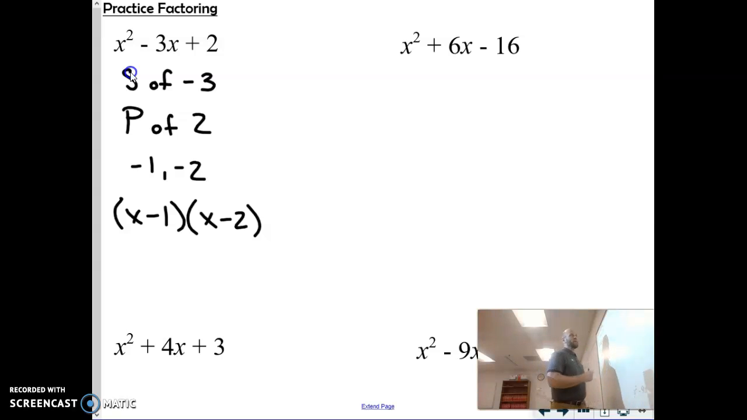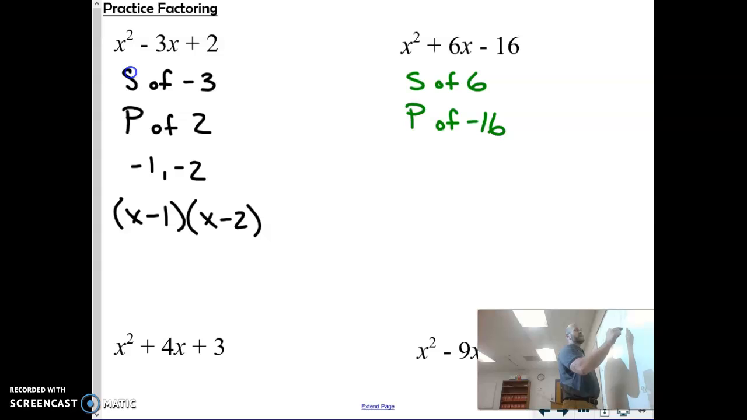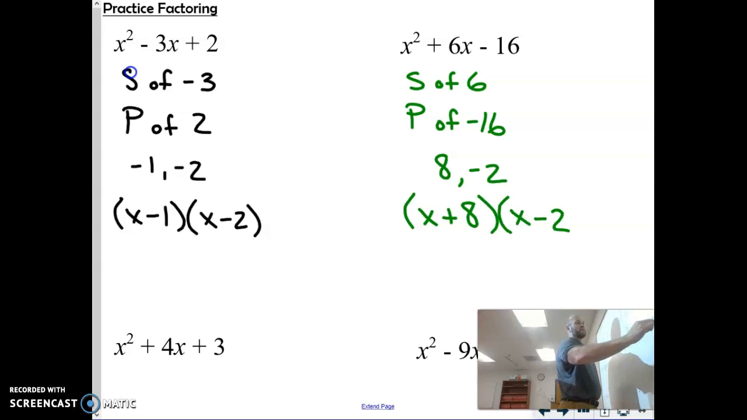Next example to the right, x squared plus 6x minus 16. For this one, we're looking for a sum of 6 with a product of negative 16. Since the middle term is positive and the final term, the constant, is negative, we're going to have one of each for our factors, and the positive one is going to be the larger of the two. In this case, the numbers that fit the bill would be 8 and negative 2, which transitions right into the product of our factors, x plus 8 times x minus 2.